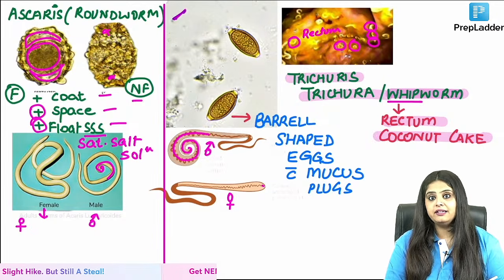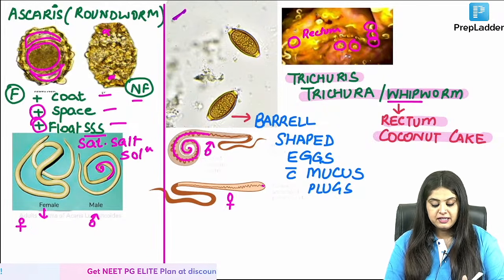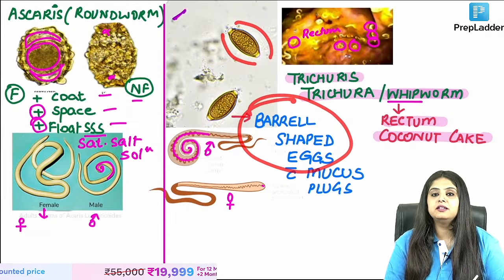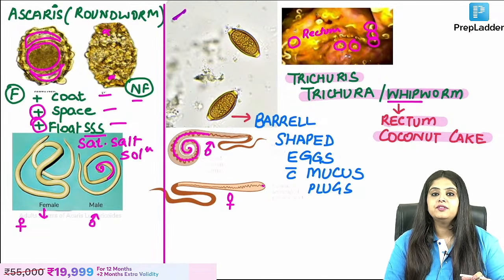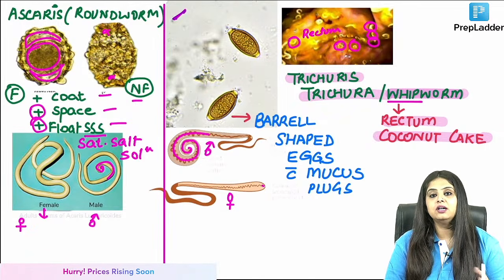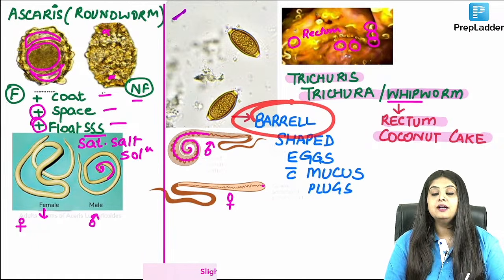Now we come to the eggs. The worm is done. Now we come to the eggs. Eggs are going to be classical. Although the book says barrel shaped eggs, students call it dholak. They call it the dholak bomb, like the bomb in Bollywood movies. But the examiner will write barrel shaped eggs.